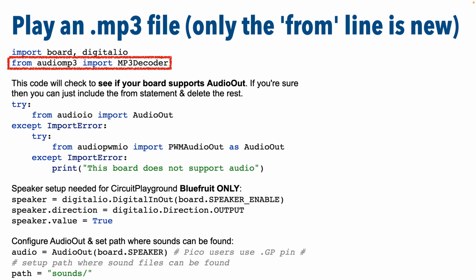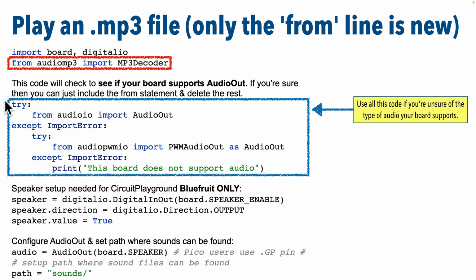Now, this first slide looks familiar. It's got the same code that we used when playing WAV files, except for the from audio MP3 import MP3 decoder line here, which is specific to playing MP3 files. Everything else is needed to set up the speaker, so we import board and digital I/O as well.